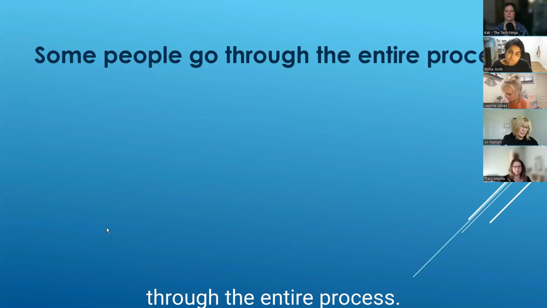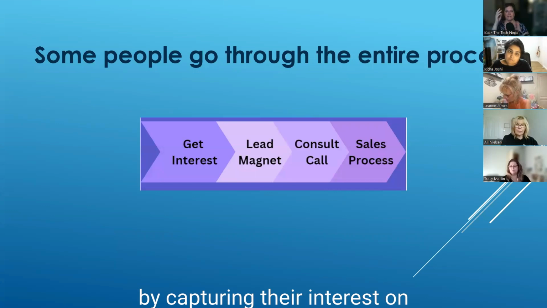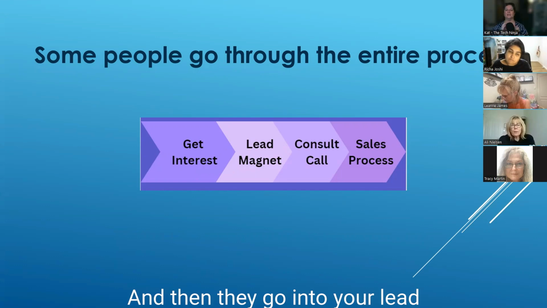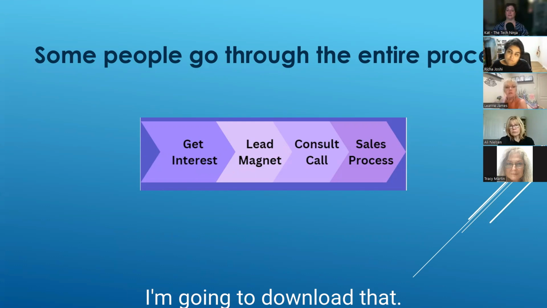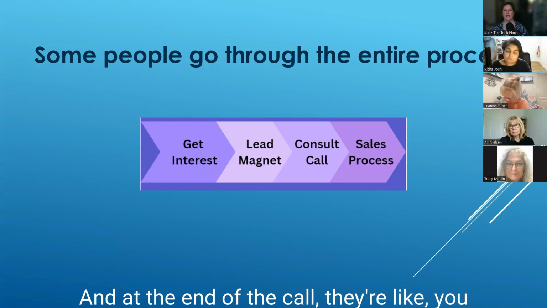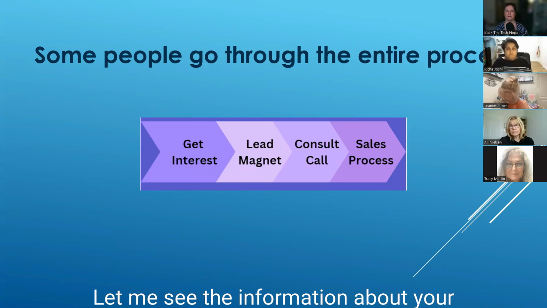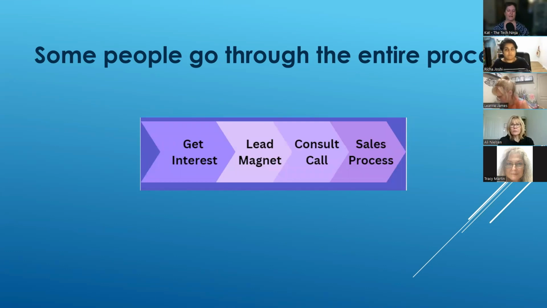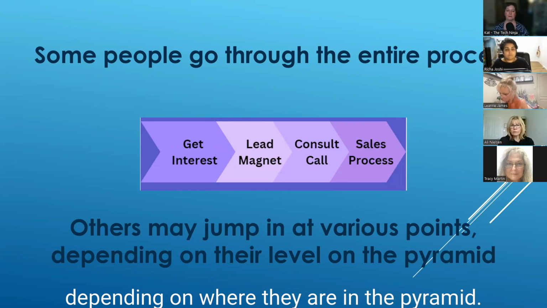So some people go through the entire process. They start out by capturing their interest on social media or an ad or whatever. And then they go into your lead magnet and they're like, oh, I like that, I'm going to download that. And then they're like, wow, I really found that useful, I'm going to book a call. And at the end of the call, they're like, you know what? I'm really liking what I'm hearing. Let me see the information about your signature program. And I'm probably going to sign up, which is awesome. And others may jump in at various points depending on where they are in the pyramid.